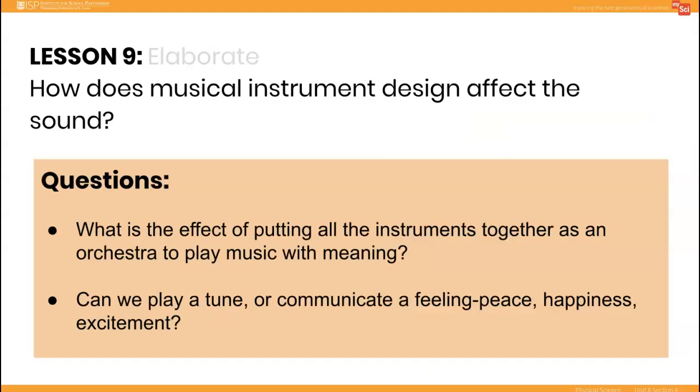In the Elaborate portion of this lesson, you'll ask the students, how can we combine all of our instruments to produce something that can play together and make music that has meaning? How can we all play a tune or communicate a feeling using our instruments, feelings like peace, happiness, or excitement? Allow students time to create sounds together, and then ask the students to share these tunes with the class and explain how they will use these sounds or songs in their shadow puppet show.